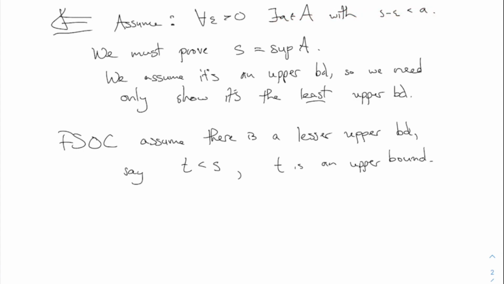So maybe I'll try and draw. I don't know if this is going to be helpful, but let's say this is my set A. And we have S, which is some upper bound, which we're trying to show is the sup. So maybe I'll draw it a little closer, right? And then we are assuming also that there's some other upper bound T, which is lesser than S. So maybe some other point, say here, T. Two different numbers which are competing for the title of least upper bound, okay?